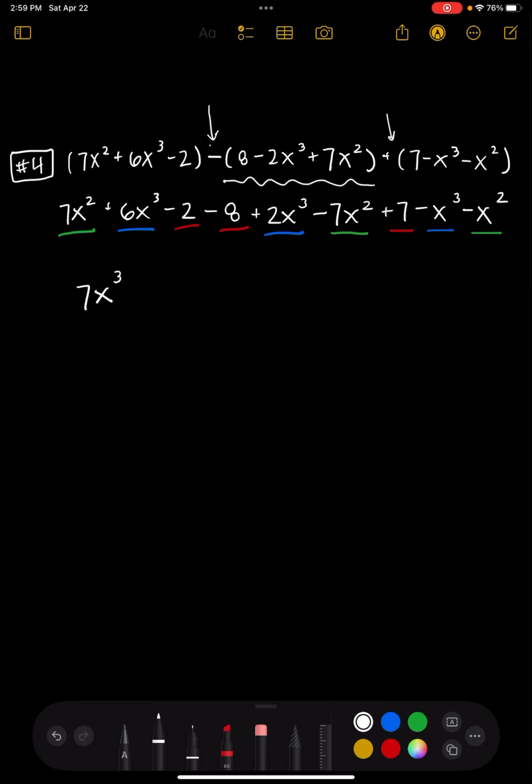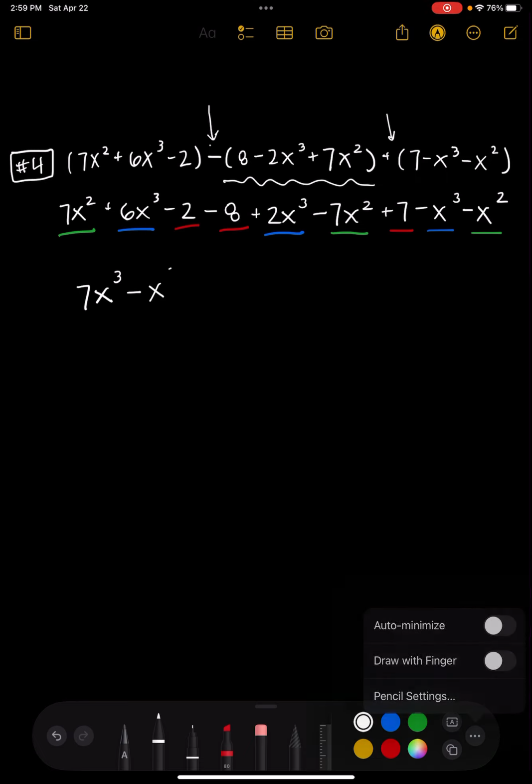So on the x squared, we have a 7x squared, negative 7x squared, and then a negative x squared. That negative x squared is like a negative 1x squared. And actually the 7x squared and the negative 7x squared cancel each other out because 7 minus 7 is 0. So we're just left with negative x squared or negative 1x squared.